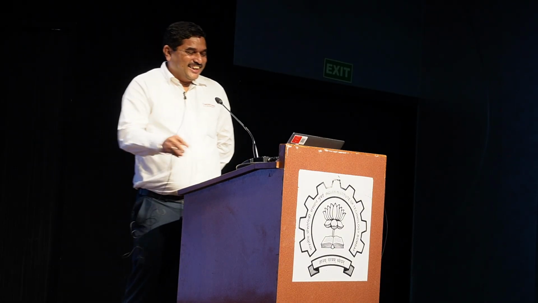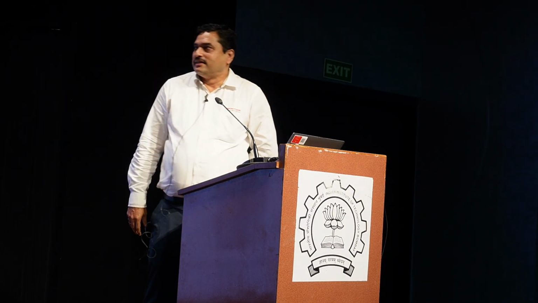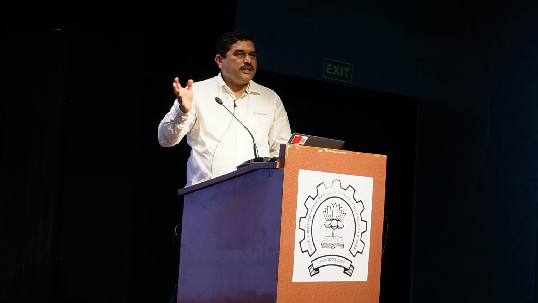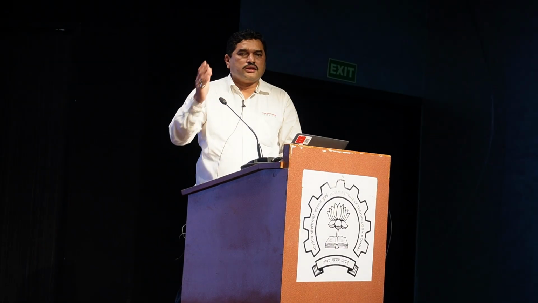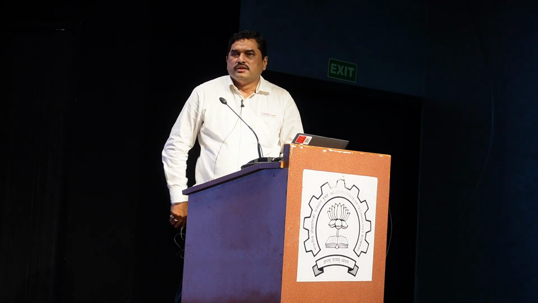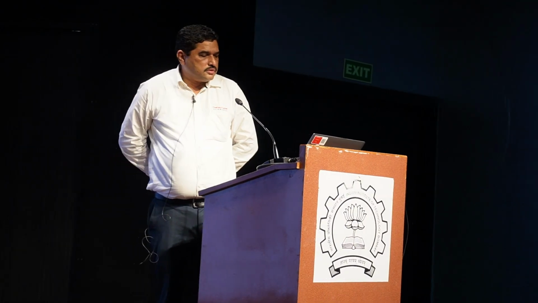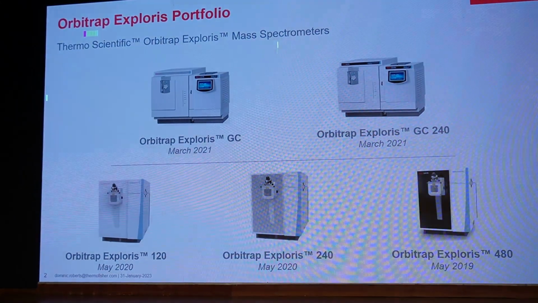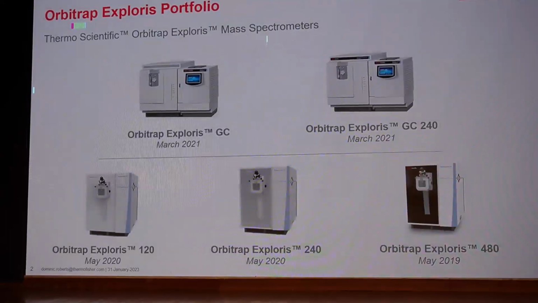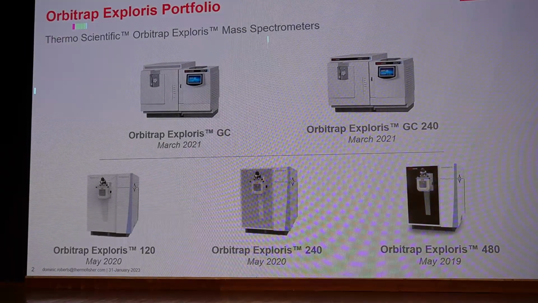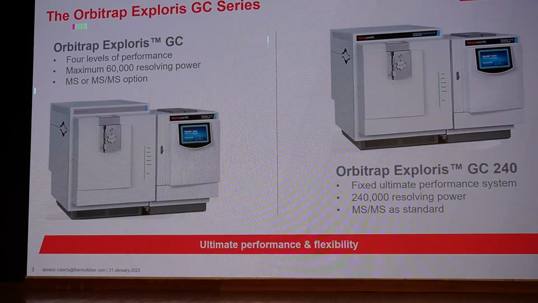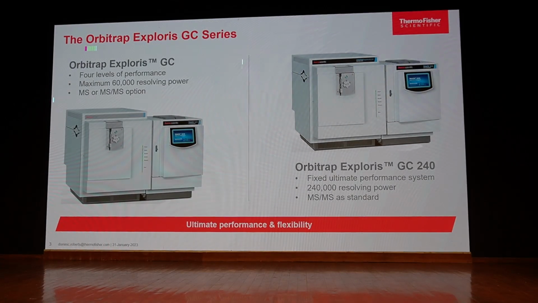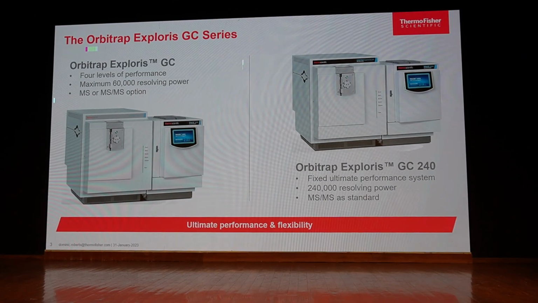Okay. So to begin with, there are some slides which are common between me, Dr. Rashid and Sudhir, so I'll just keep them. This slide talks about the Orbitrap product portfolio we have. We have Orbitrap in LC and also in GC. And these are the GC Orbitrap models, GC Orbitrap Exploris and GC Exploris 240. These are the two models available.